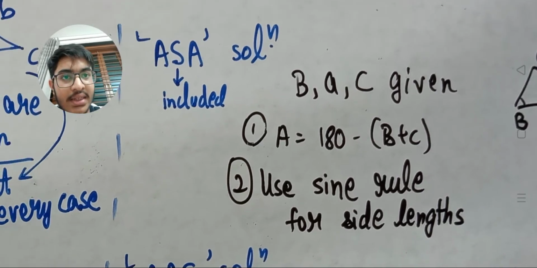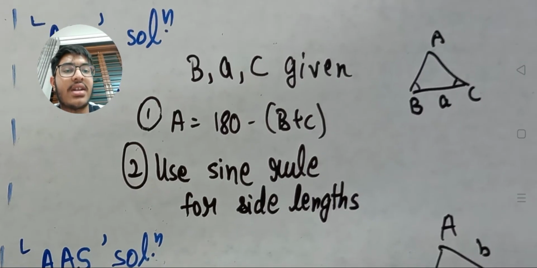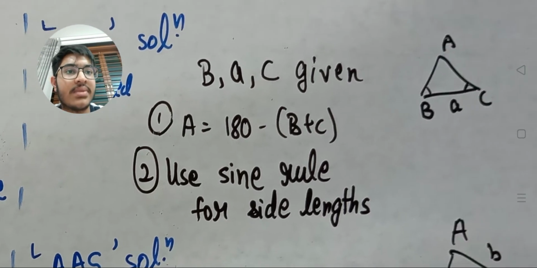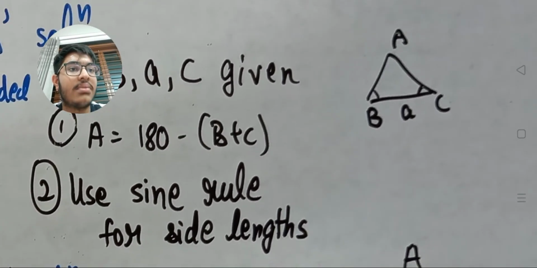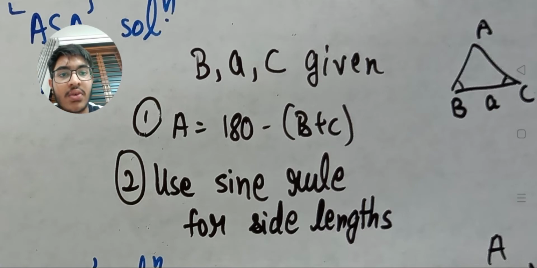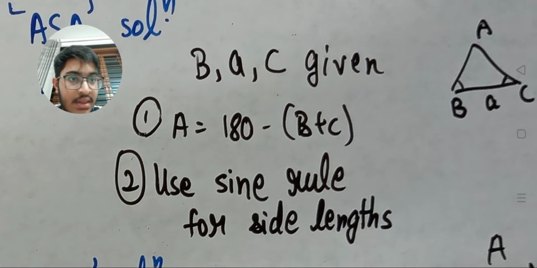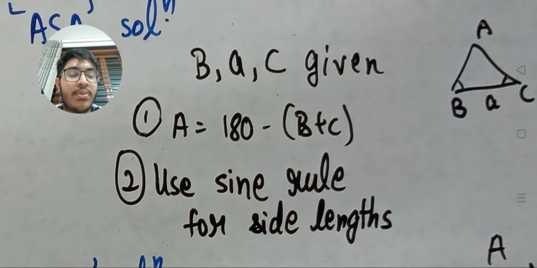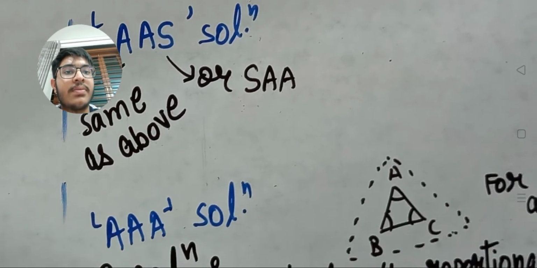Here there are two angles, and the side which is given is the included side between the angles. So let's suppose angle B, angle C, and the included side A is given here. If this is given, then first of all we will find out angle A, which is 180 minus B minus C. Then second, we will use the sine rule for side lengths. Hence here we are finding the side lengths and not the angles, so there are no problems. We can directly use this rule.